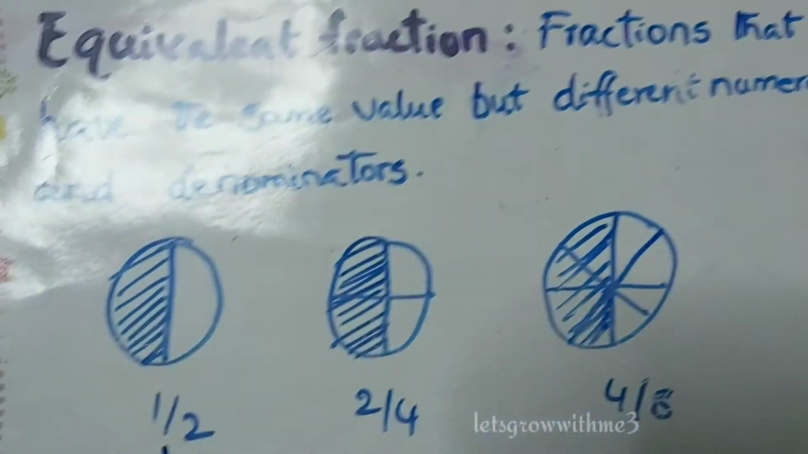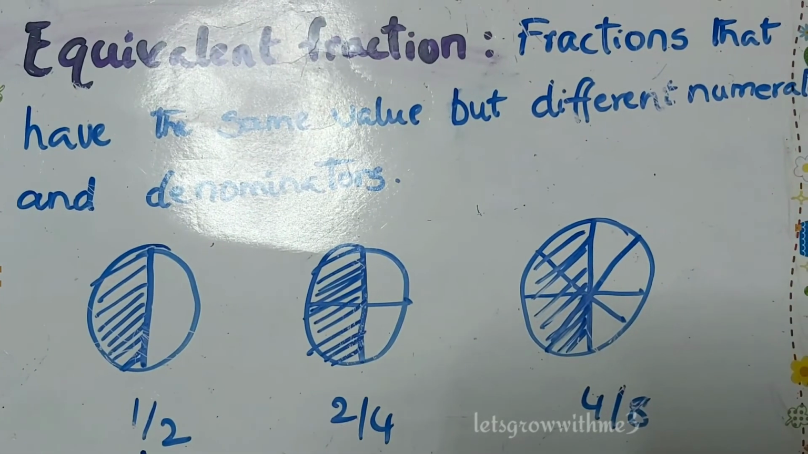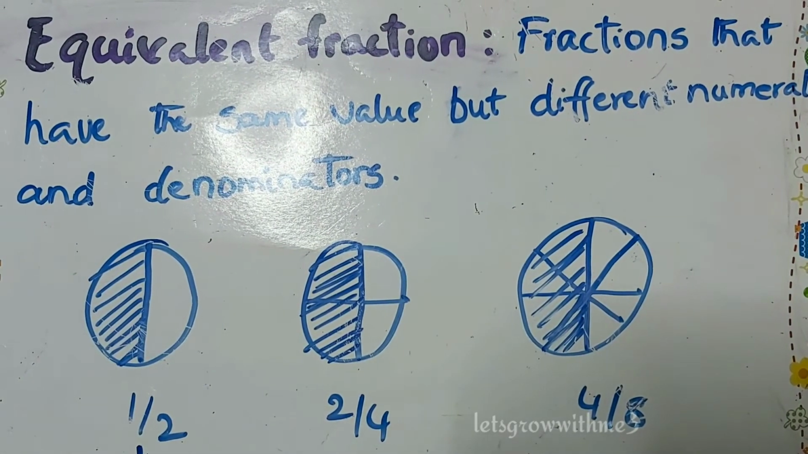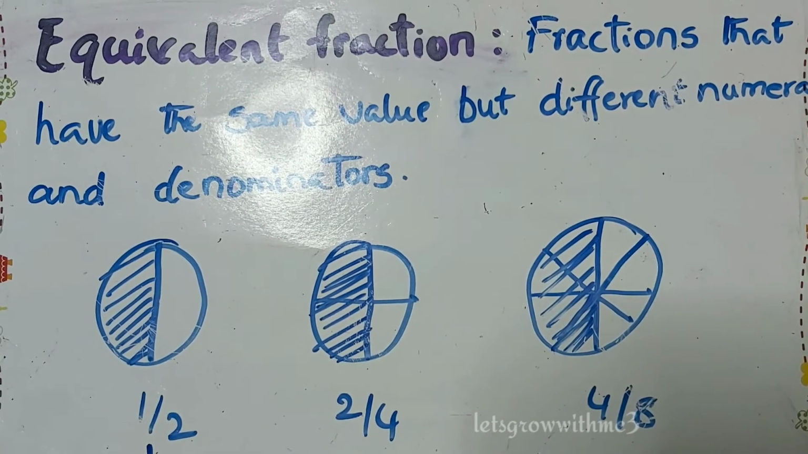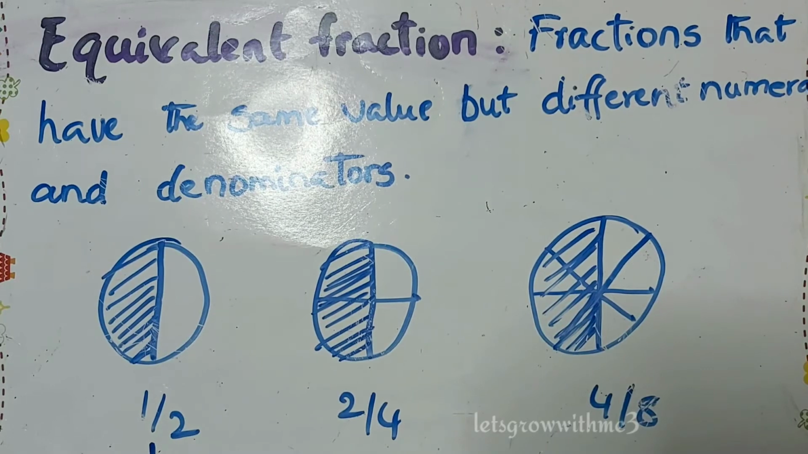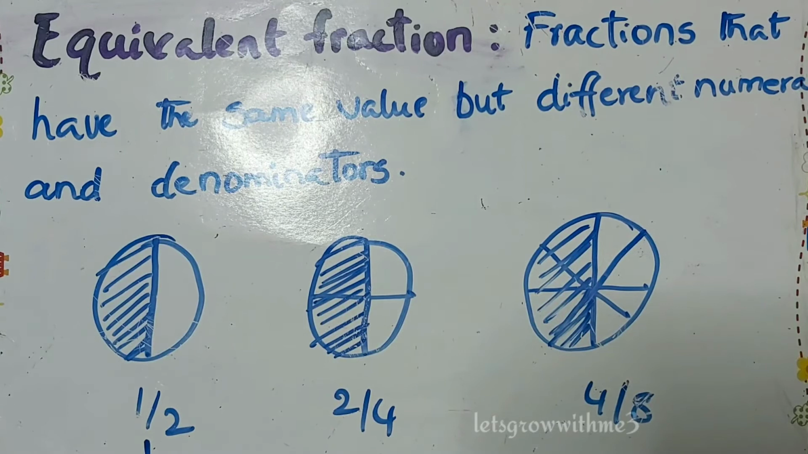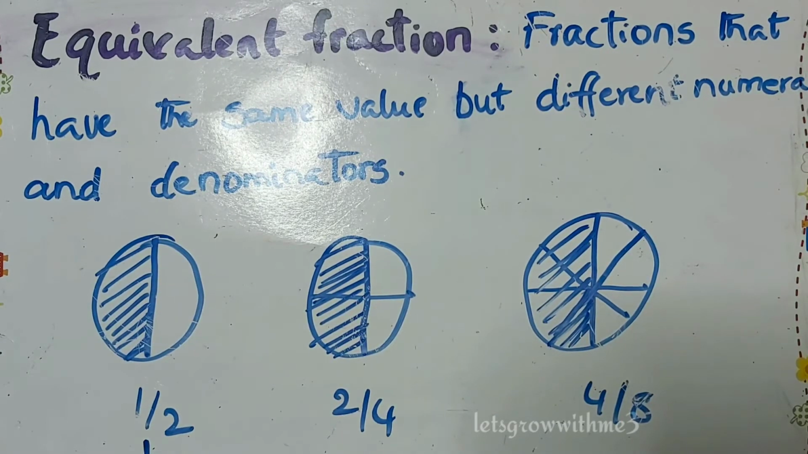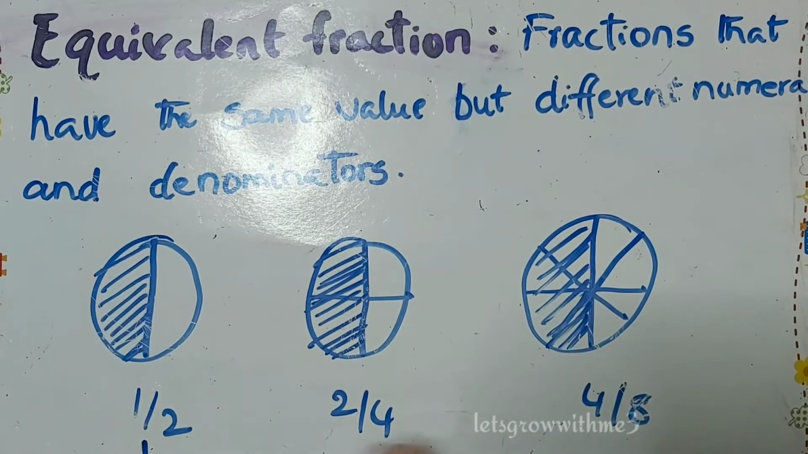Let's see a few more vocabulary terms. Next we will see equivalent fractions. Let me say first, what do you mean by equivalent fractions? Fractions that have the same value but different numerators and denominators are called equivalent fractions. When we observe the three diagrams, they all look the same in shaded part, but the number of parts in each diagram is different.